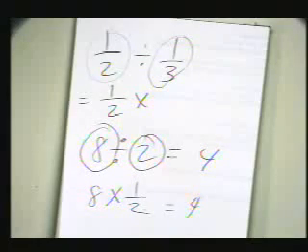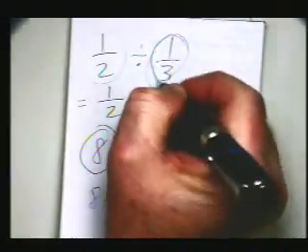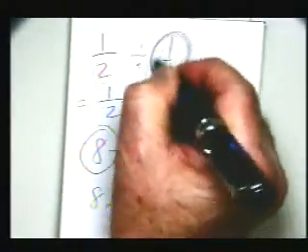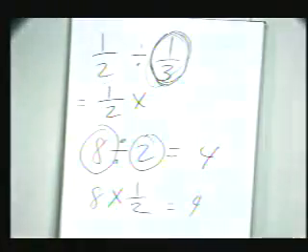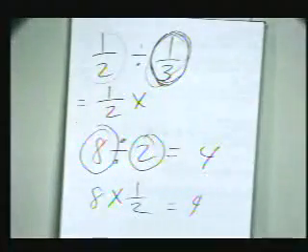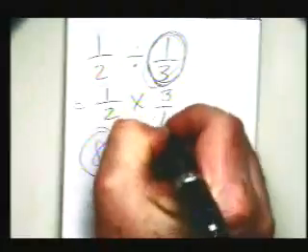Just keep in mind that division and multiplication are inverse operations. So I want the multiplicative inverse of 1/3, don't I? What is the multiplicative inverse of 1/3? 3. It's 3 over 1. Thank you, Rachel. Very good.